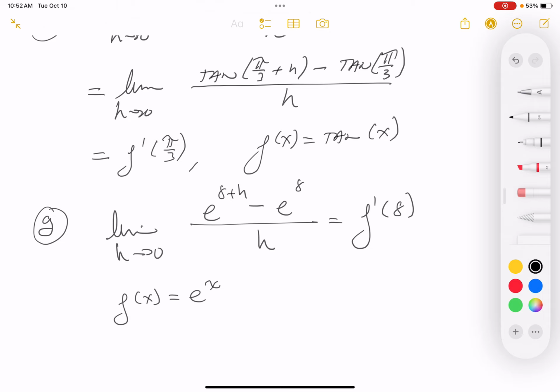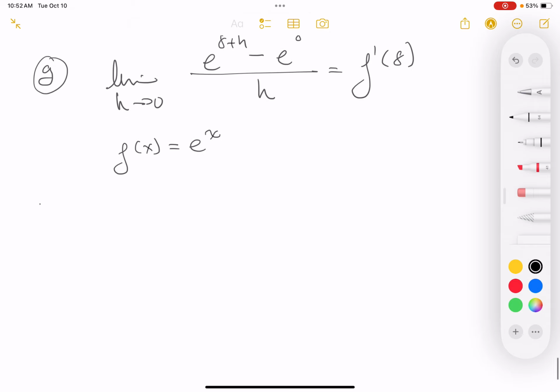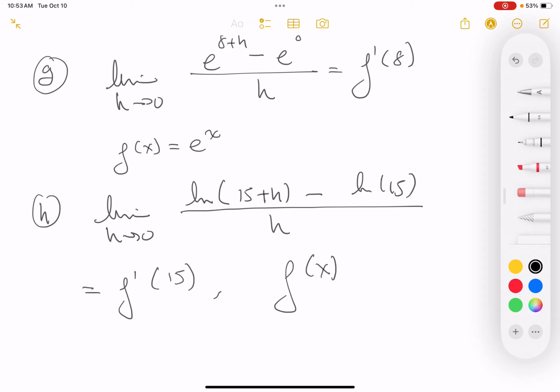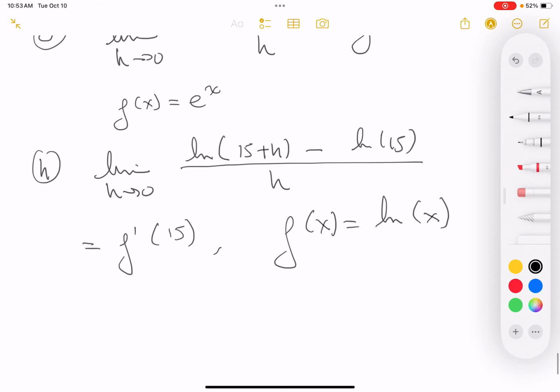And let's go to letter H now. I get dizzy looking at all these problems, by the way. The limit as h goes to 0 of the natural log of 15 plus h minus the natural log of 15. These are written so there's really no confusion over here. I'm going to say this is a derivative of a function. We'll talk about the function in a moment, at 15. What's the function? What's f of x? It's the natural log of x. All right, let's keep moving.